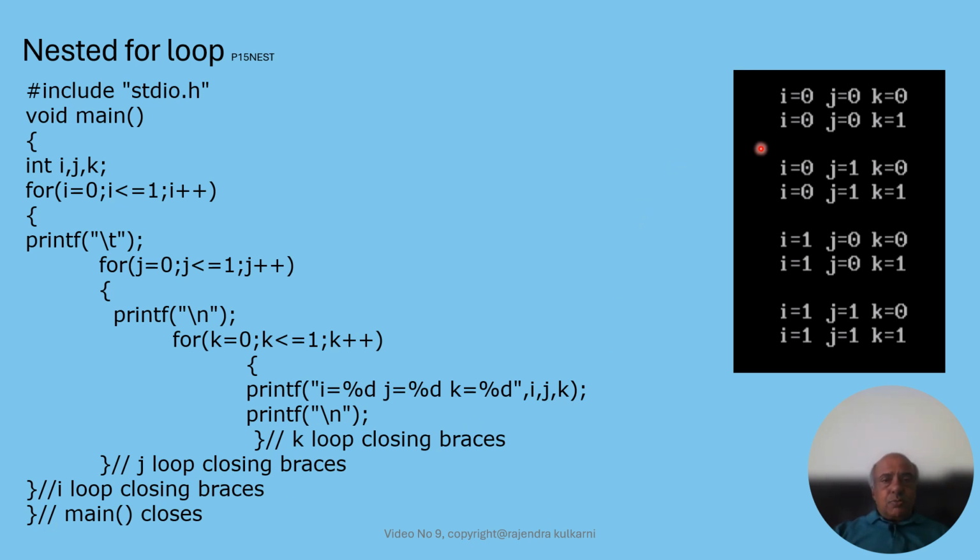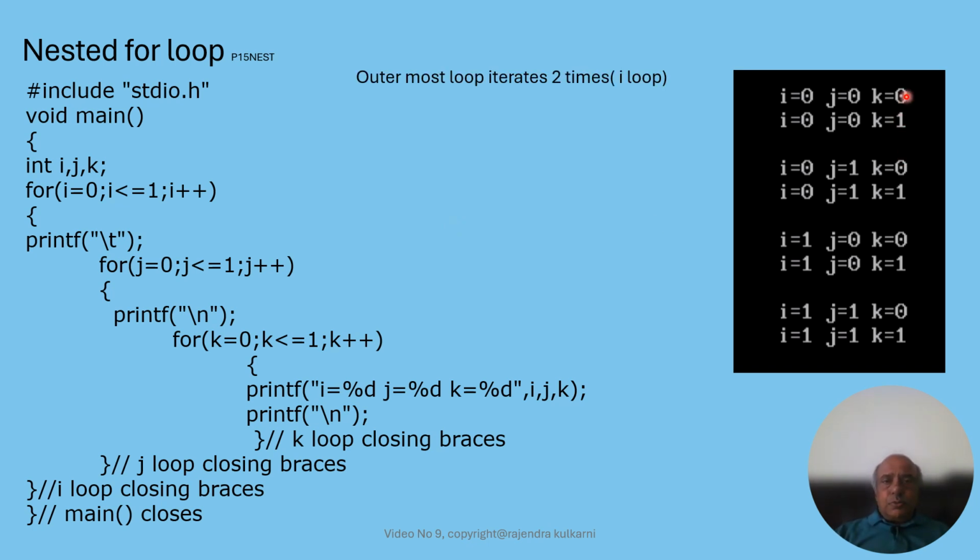So we get the output i is equal to 0. At that time, when i is equal to 0, j is equal to 0, k is equal to 0 and 1. Once the program comes out of the k loop, it goes into the j loop, j becomes 1. Again k is equal to 0, k is equal to 1 get executed. Then the program comes out of the j loop, goes into the i loop, i becomes 1, and again the iteration starts.